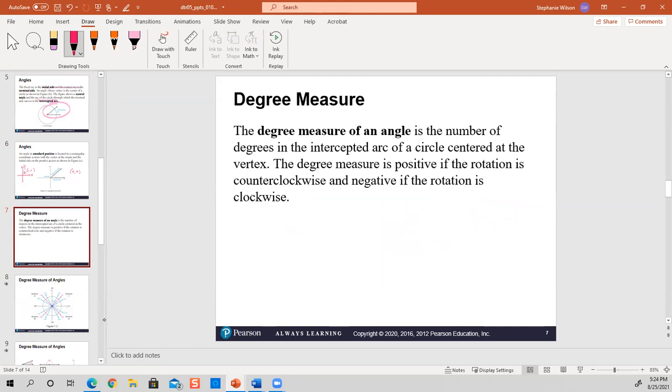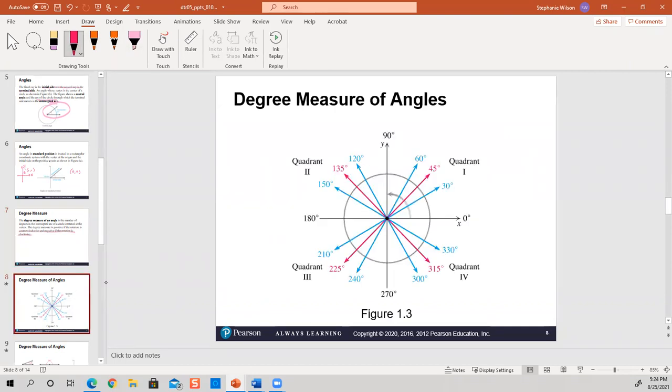The degree measure of an angle is the number of degrees in the intercepted arc of a circle centered at the vertex. The degree measure is positive if the rotation is counterclockwise and negative if the rotation is clockwise. So I would make a note on that. Sometimes it helps. Here is our degree measure of angles. This here, I would screenshot it. I would write it down, make a flashcard, whatever you need to do, and have these angles.